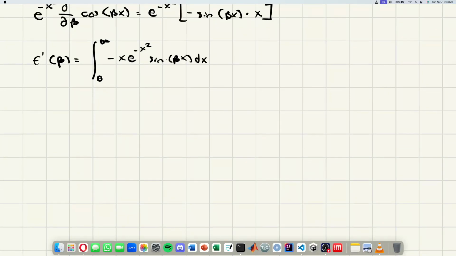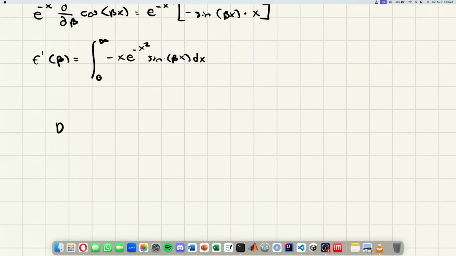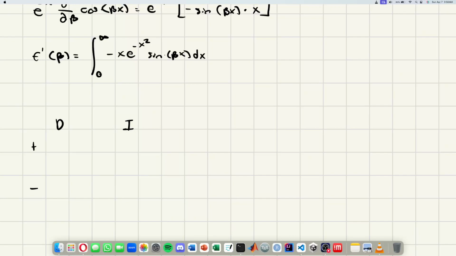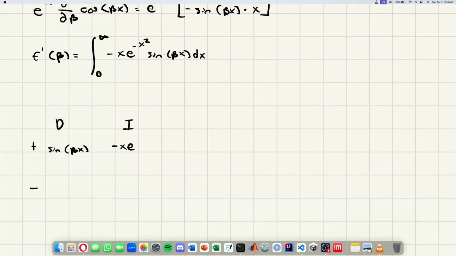So how do we set up our tabular integration? Well, we want one column to be differentiation and one column to be integration, and then we have our signs here. So I want my differentiation of sine of beta x, my integration of minus x e to the minus x squared. So this is just going to be minus beta cosine beta x, and then 1/2 e to the minus x squared. And this is with respect to x, as you can probably tell.